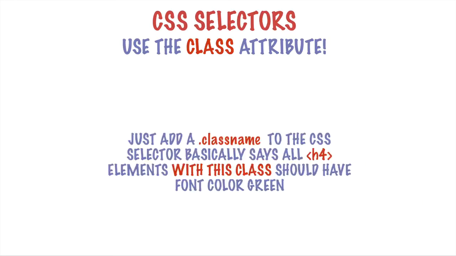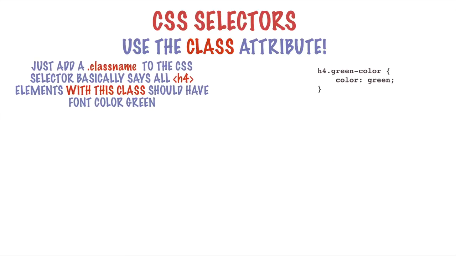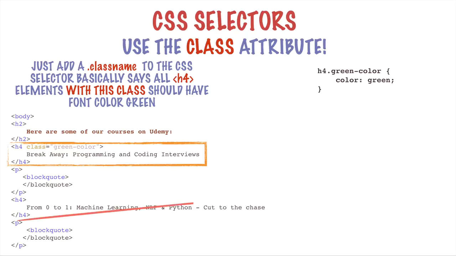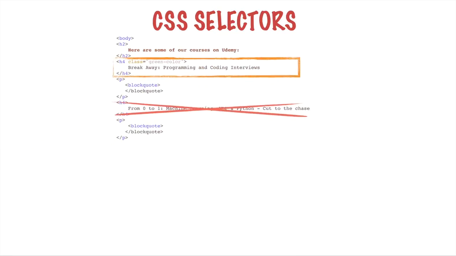Just adding a class name to the CSS selector will basically cause all HTML tags of the h4 type with this particular class name to be governed by the style and to get font color equals green. In our HTML, we have two h4 tags. We have only specified the class name attribute on one of them.